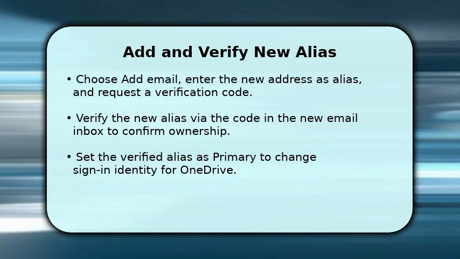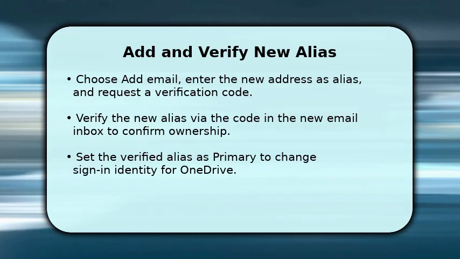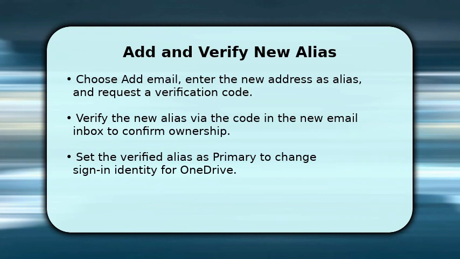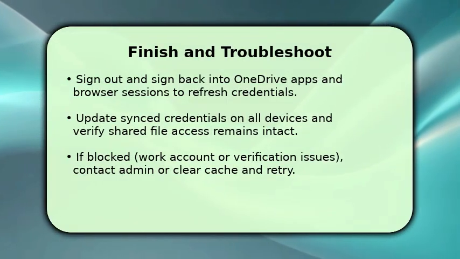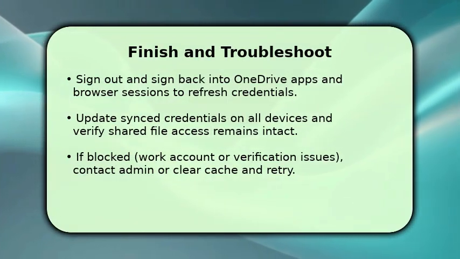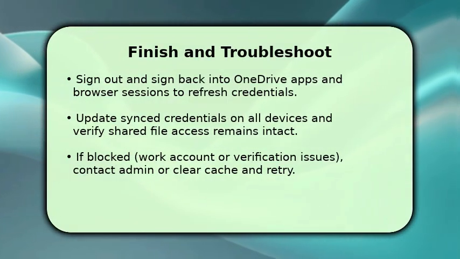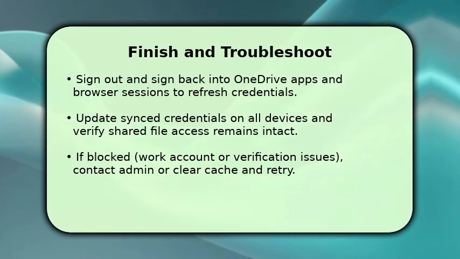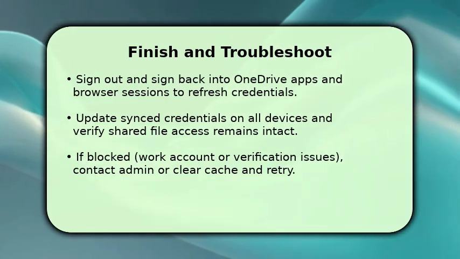Changing the primary alias updates credentials across all linked services, which is why you promote first, before removing anything else, to keep continuity for shared links and permissions. After setting the new primary alias, sign out of OneDrive on every device and sign back in using the updated email so sync tokens refresh. Check a few shared files and links to confirm permissions carried over. If something looks wrong, reshare or reassign access.